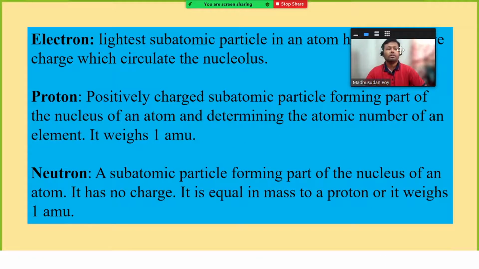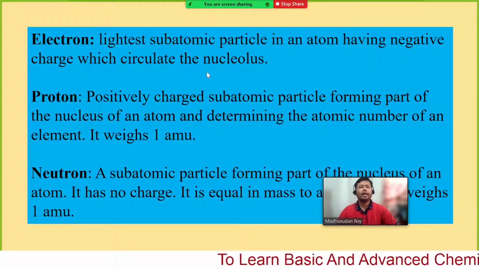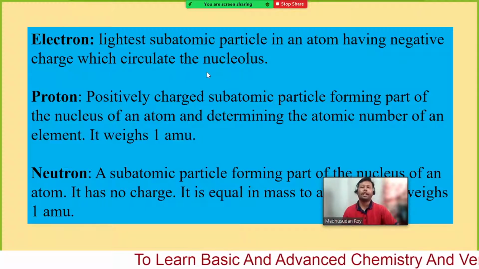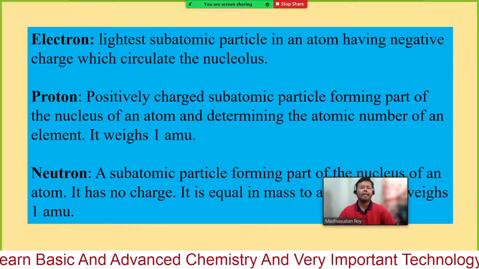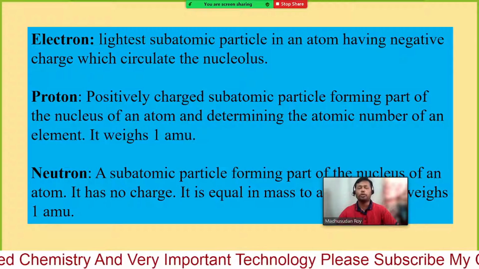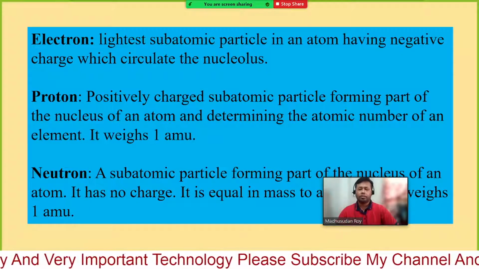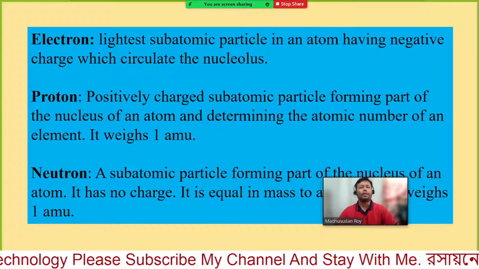Okay, now the electron: the lightest subatomic particle in an atom, having a negative charge, which circulates the nucleus. So we know that the electron has a negative charge, and it is the lightest particle in an atom, approximately 2000 times lighter than a proton or a neutron.